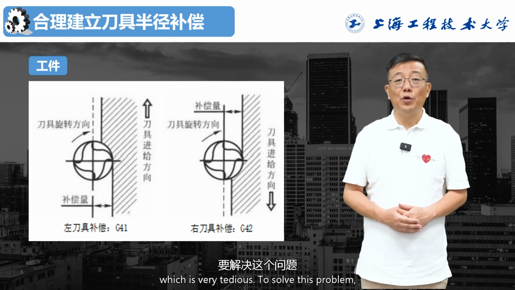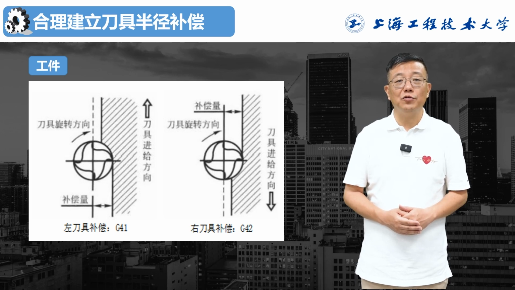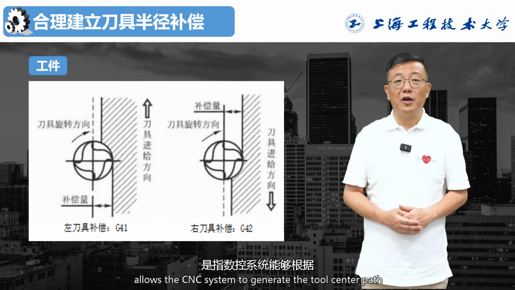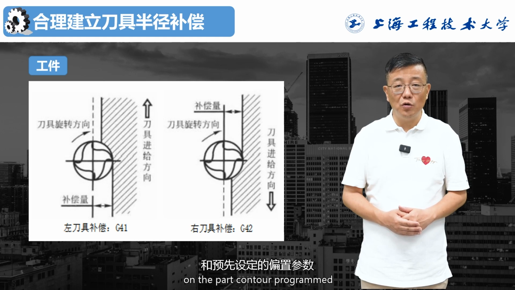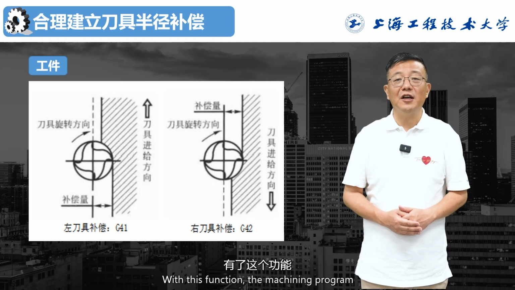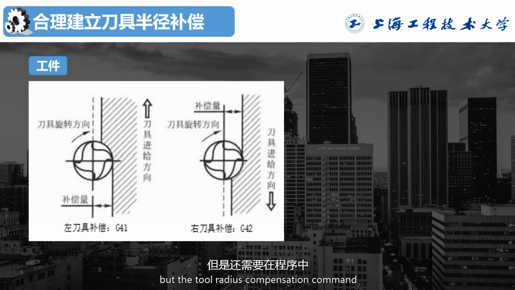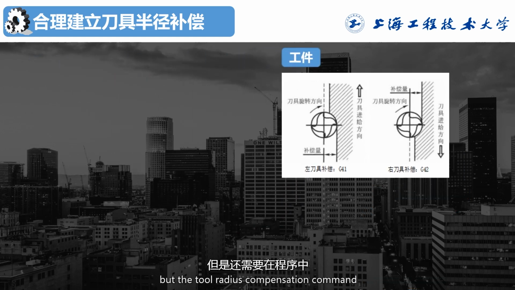To solve this problem, the tool radius compensation function is used. The tool radius compensation function allows the CNC system to generate the tool center path in real time based on the part contour programmed and the preset offset parameters. With this function, the machining program can be written according to the actual part contour. But the tool radius compensation command must be invoked in the program.